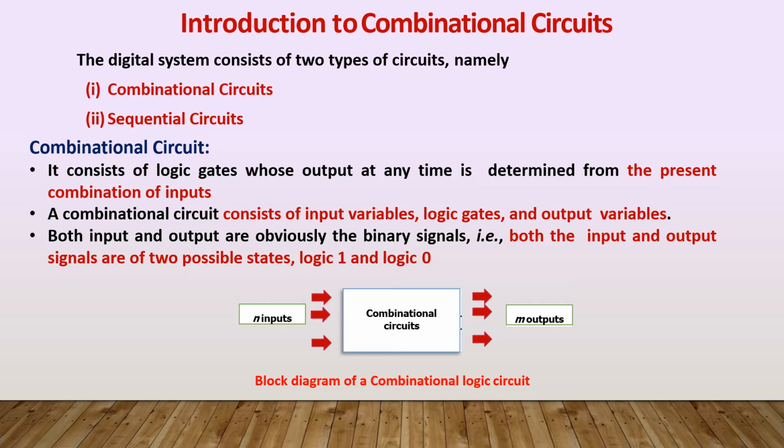As I told you, the digital system consists of two types of circuits, combinational circuits and sequential circuits. First let us discuss what a combinational circuit is and then what sequential circuits are. A combinational circuit consists of logic gates. This is the block diagram of a combinational circuit. It has n inputs and m outputs, and also logic gates. Both inputs as well as outputs have binary signals. That is, both input and output signals have two possible states, one is logic 1, the other is logic 0.